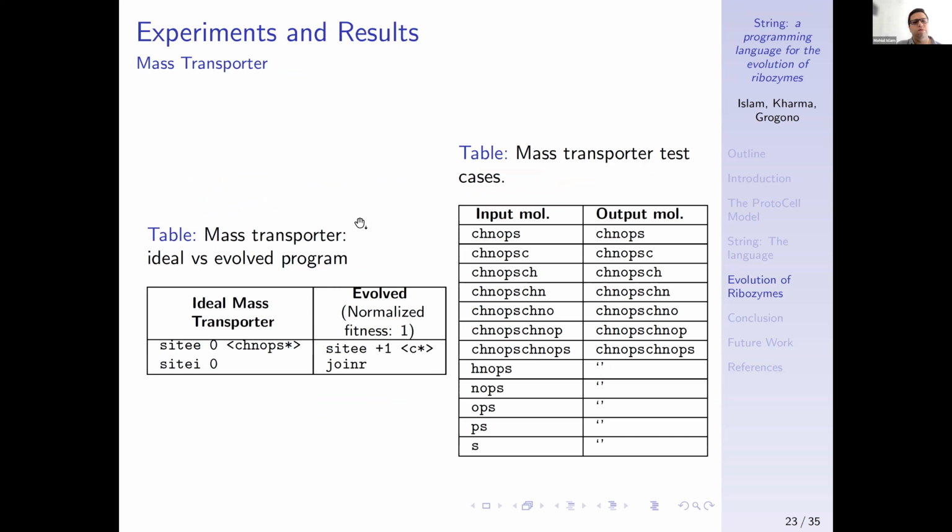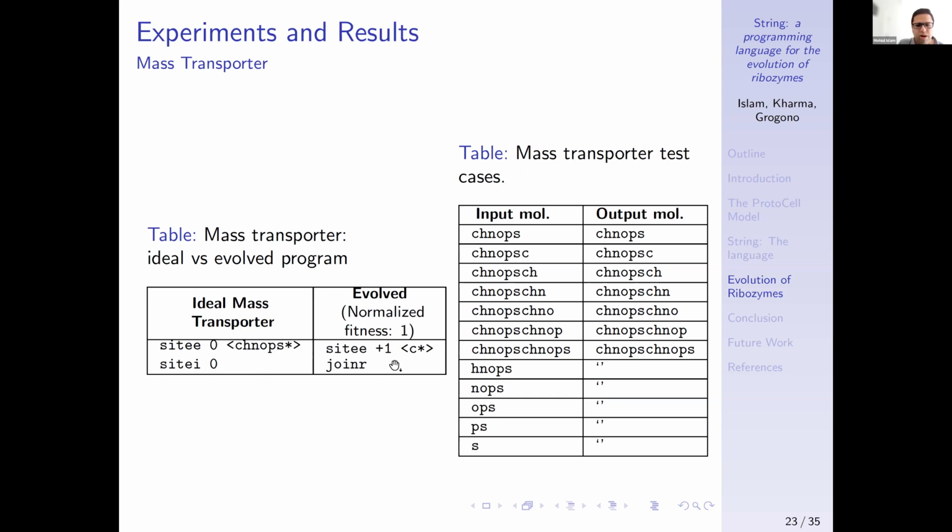So this is how our mass transporter looks. This is the register number. Once we execute the program, if an input molecule exists with a pattern like this, it is imported to the register and then inserted into the cell. So site I is basically the internal site of the cell.